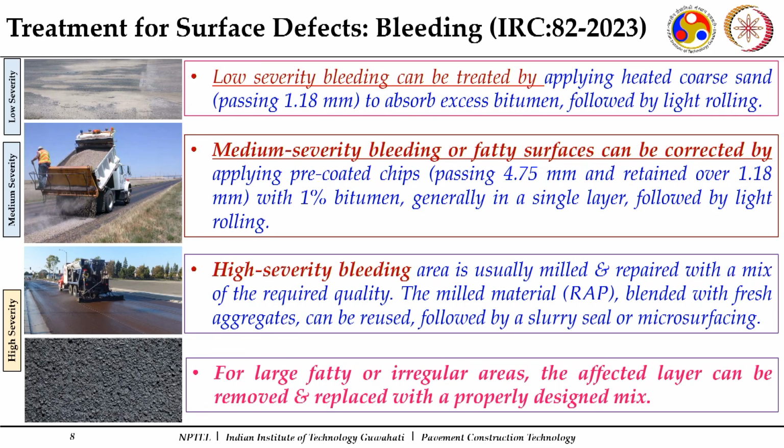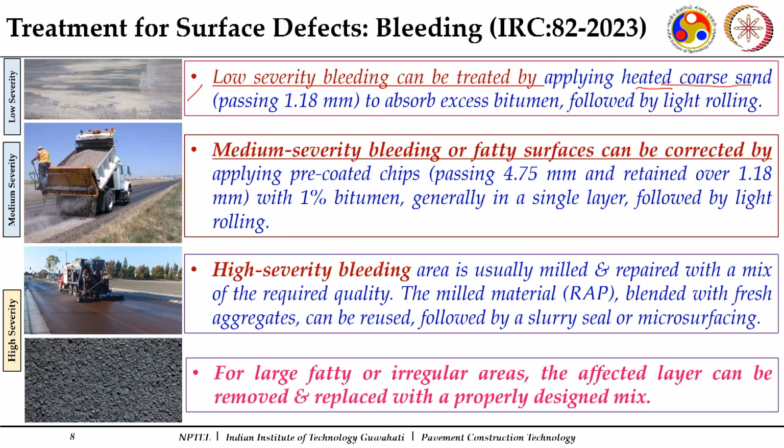Now, depending upon the severity level of the bleeding, different types of typical maintenance measures or treatments are suggested. One says if it is low severity bleeding, then it can be treated by applying a heated coarse sand, because we need to pick up the excess binder on the top.